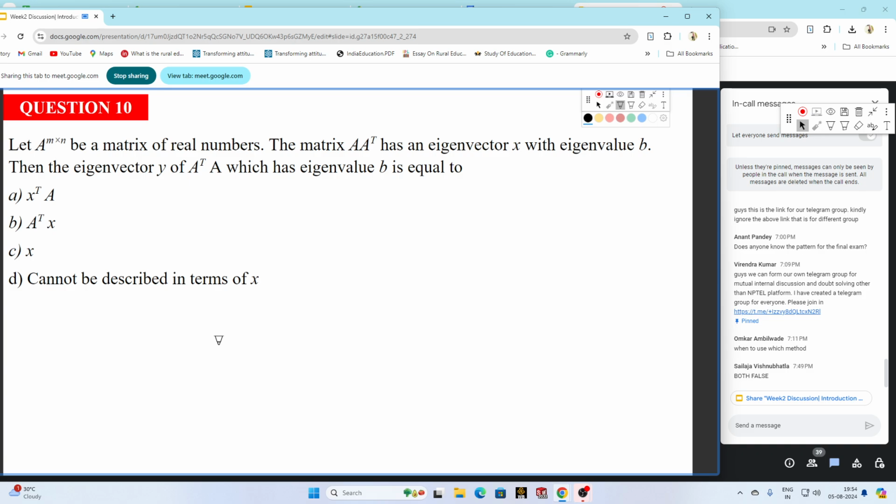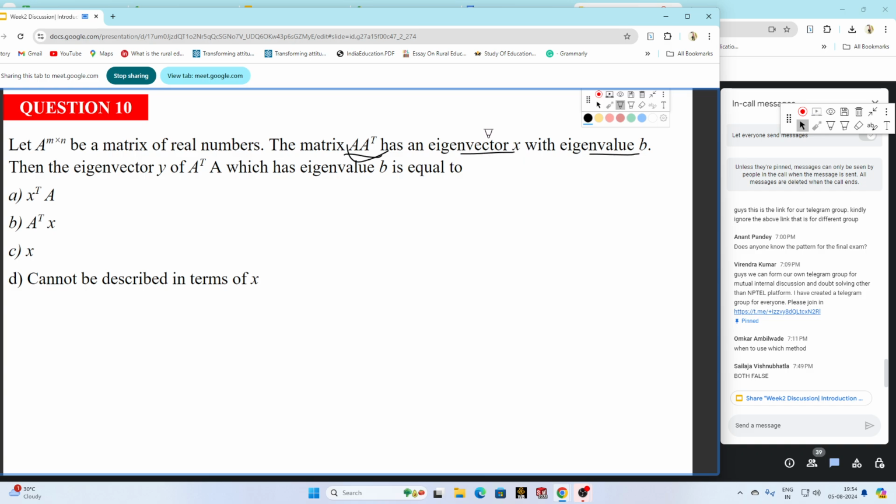Let A be an m cross n matrix of real numbers. That means A is a matrix with m rows and n columns. The matrix AA transpose has an eigenvector x with eigenvalue b. Then the eigenvector y of A transpose A. Now they are asking the reverse. They have given an eigenvector and an eigenvalue of this matrix, and they are asking the reverse.